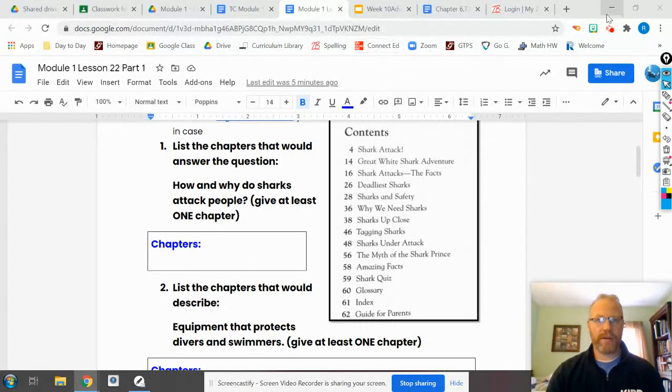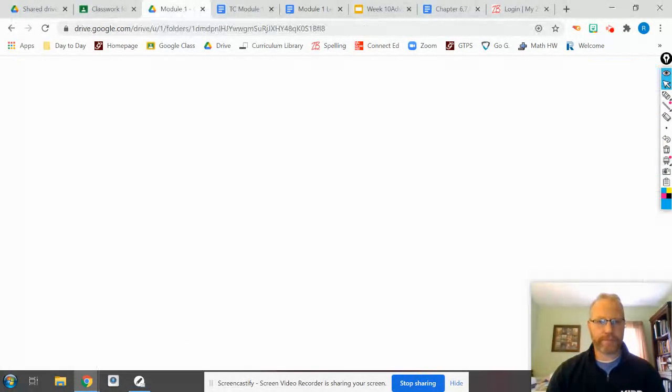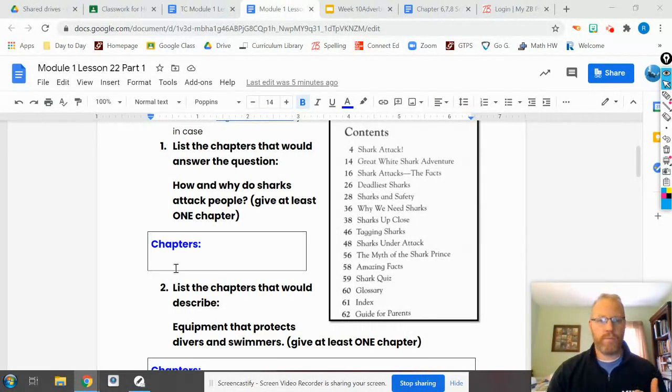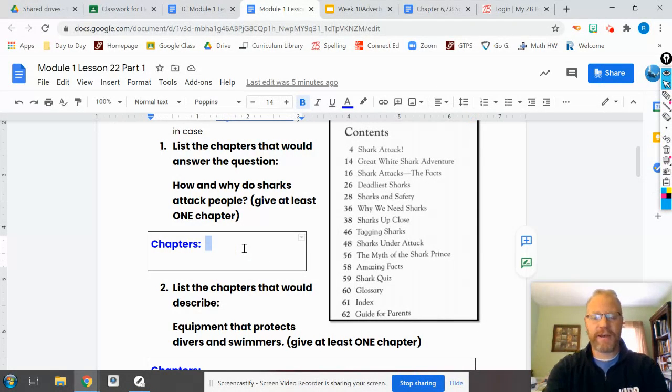So in this case, we are considering that we have a chapter in this book that will tell us how and why sharks attack people. So with that, we are going to be looking for which one of these chapters is going to tell you about how and why sharks attack people. What do you think? If you were thinking about Rodney Fox, you'd be correct. Chapter 1, Shark Attack, tells us about why the shark attacked Rodney Fox.